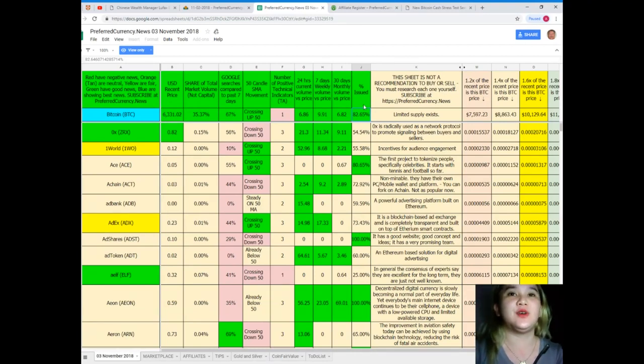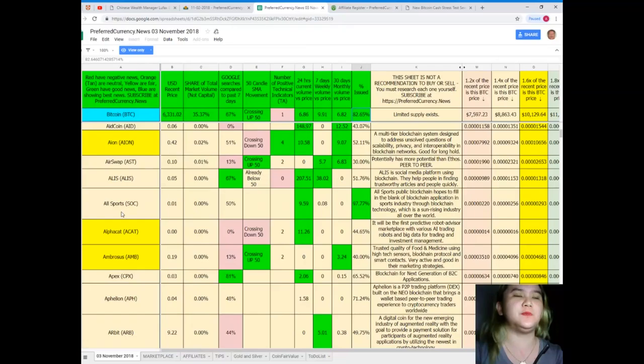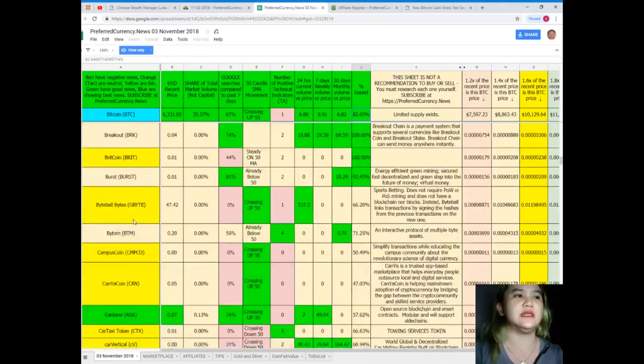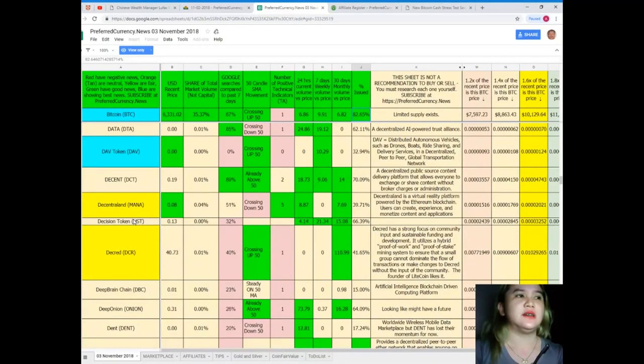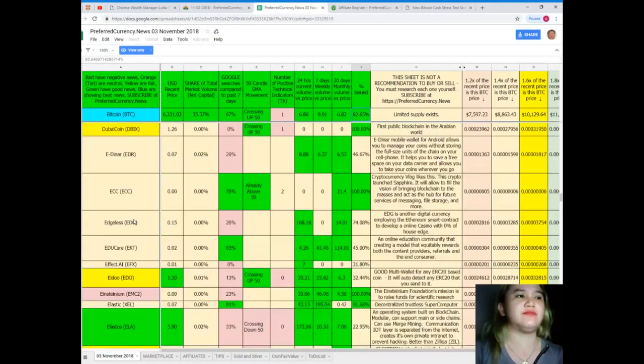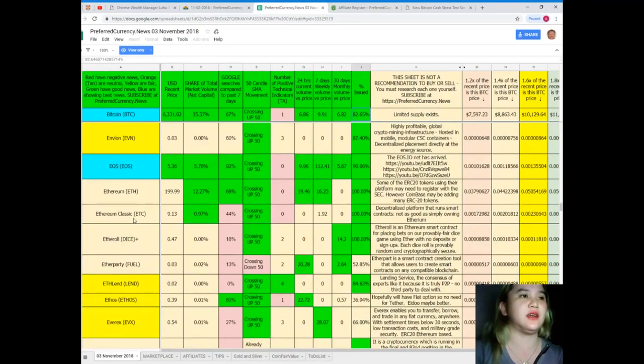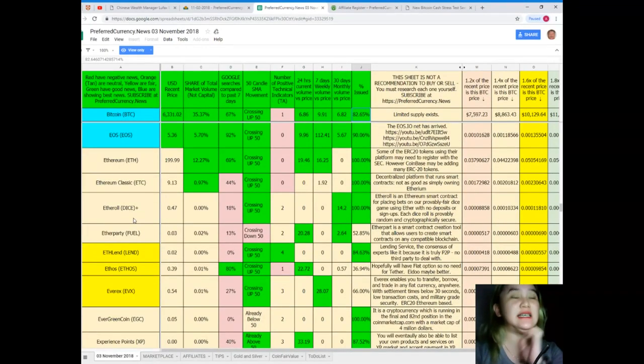All right, so guys, all of the information, like here, for example, what else? Let's see. Okay, here. Let me think. EOS. Okay, here. EOS for today has also the best news, all right? EOS USD recent price is 5.36. Share of total market volume, it's 5.70%. Google searches compared to the past 7 days, it's 92%. It's also crossing up 50 for SMA movement.